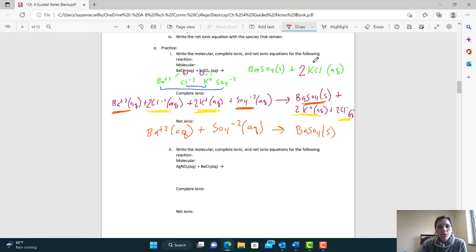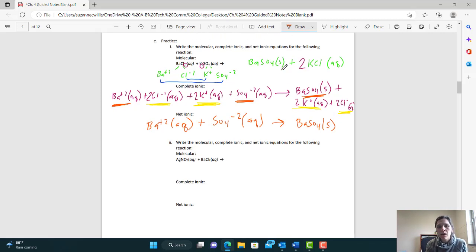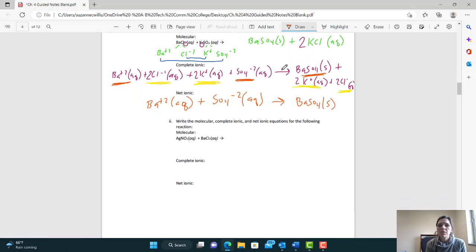Here's the deal. If you get 2 aqueous products, that means nothing happened. So you actually don't have to write the complete or net ionic because there's nothing to show. Okay? You only write these if you've actually produced something new. Okay? You've produced a solid, a liquid, a gas, etc. Right now we're only talking about solids because we're talking precipitation.